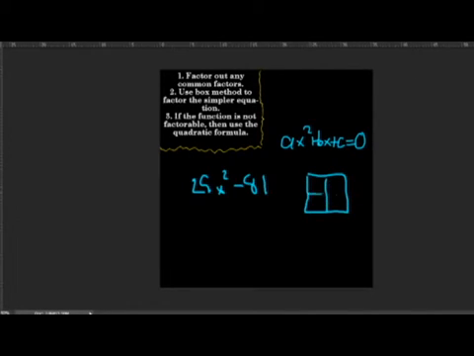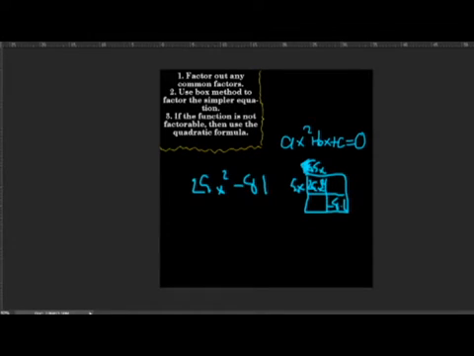Alright, so we have 25x squared and negative 81. We'll just put 5x, because we know 5x times 5x is going to equal 25x squared. Alright, so now we want something that's going to add to 0 but multiply to negative 81.